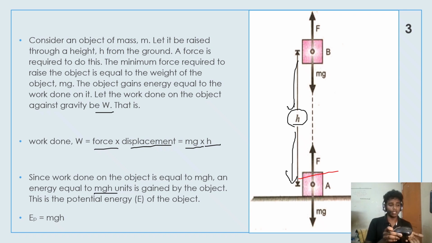If I am forcing this object, or taking this mouse from its initial position to its final position, the amount of work that I'm giving to this mouse is equal to the amount of energy gained by the object, and that will be equal to mgh. So the potential energy of an object at a certain height will be mgh. I hope that you all got how we get the potential energy of an object at a certain height is equal to mgh, right?